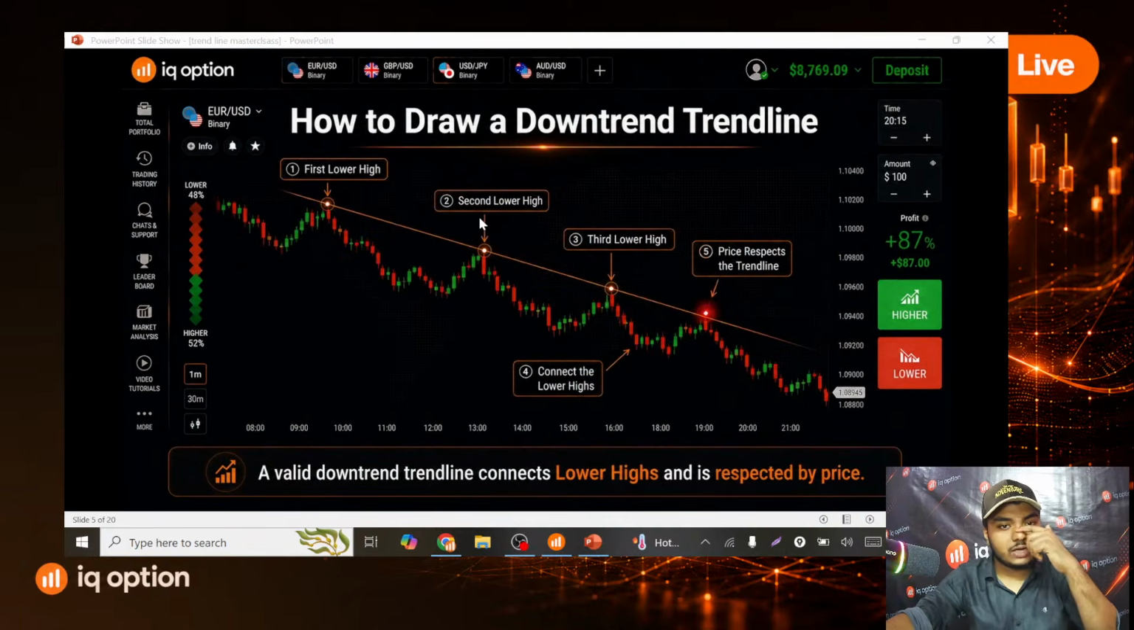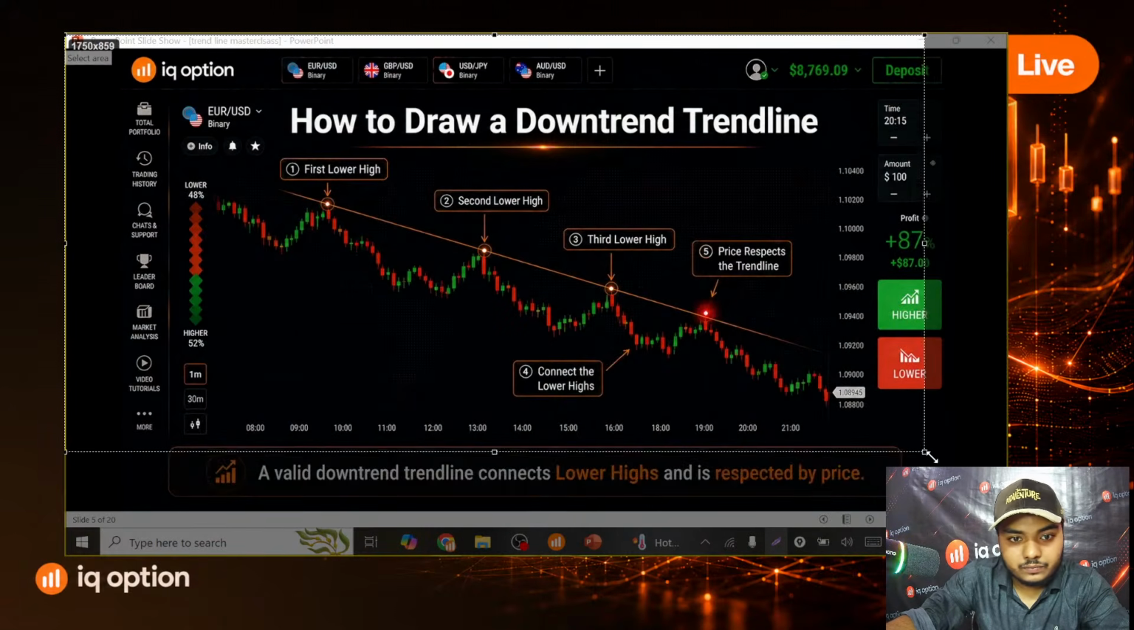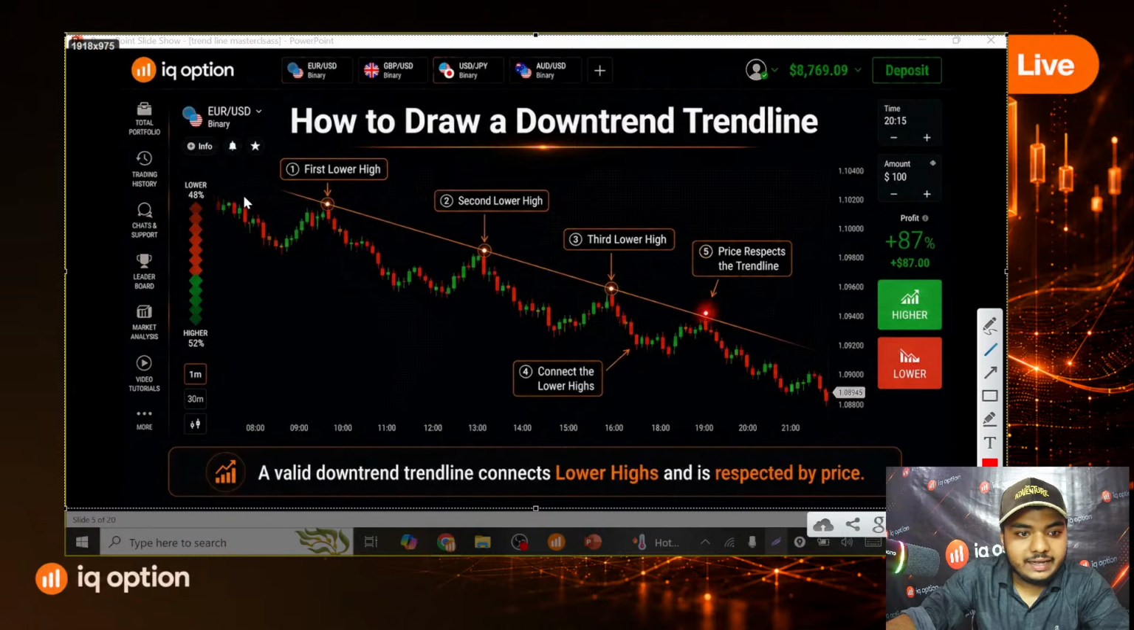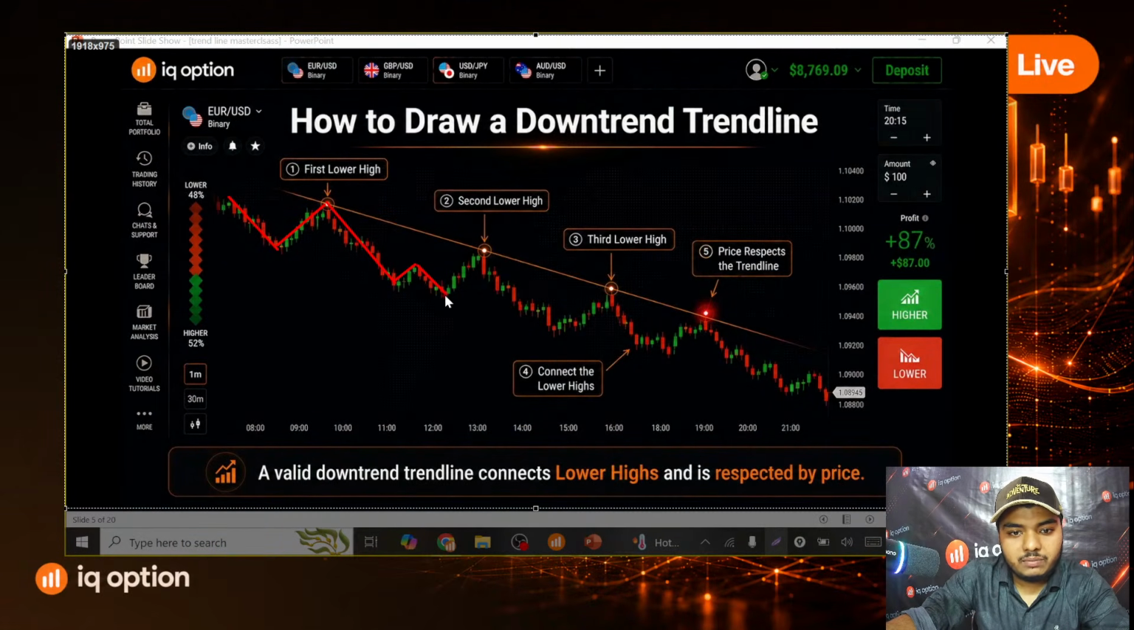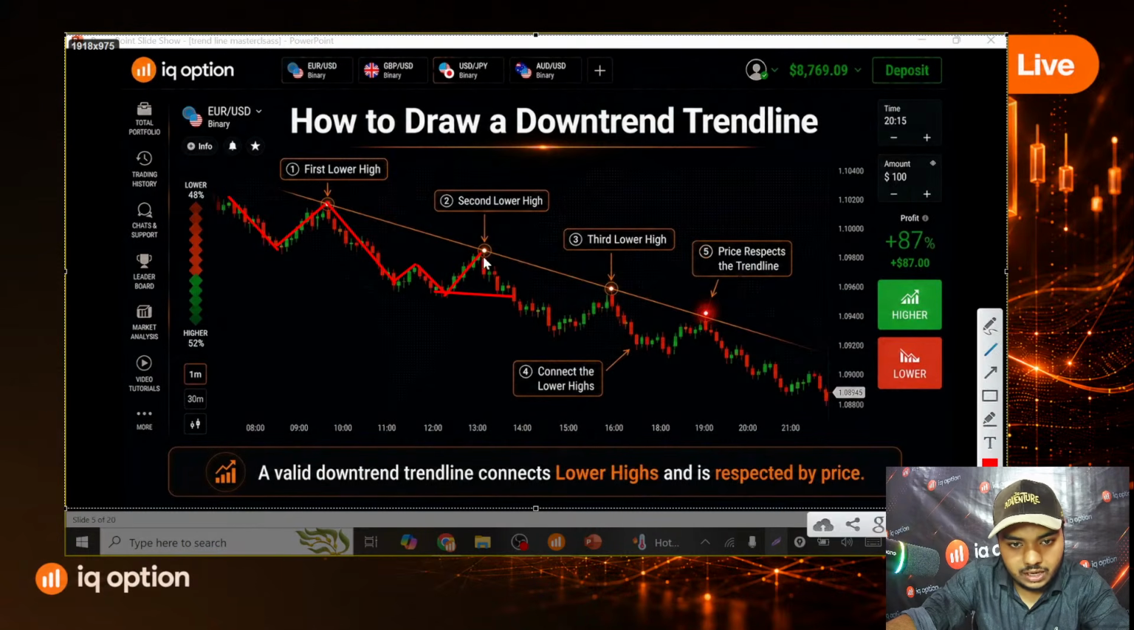Our next topic is how to draw a downtrend trend line. As we can see on the chart here, the market is creating lower highs and lower lows. After this correction, the market pushes a little up. We saw here it is our low. After breaking this low, this will become our lower high.